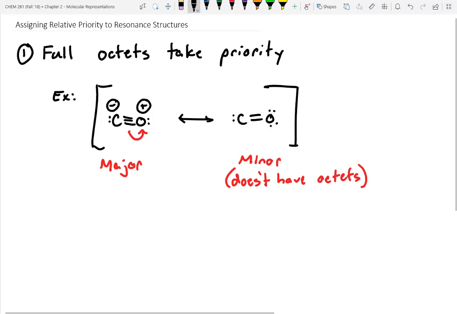All right, second one. If tied, the structure with minimized charge takes priority.